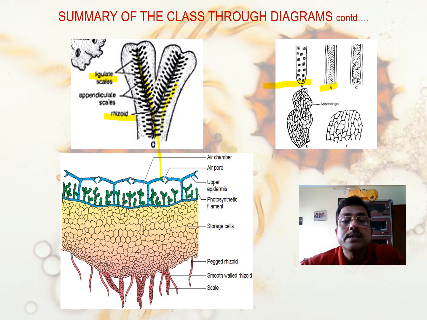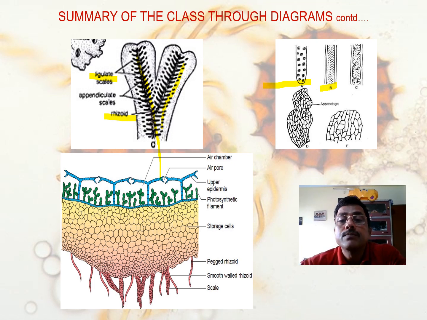Scales are present on either side of the midrib, in 2 to 4 rows. Sometimes they are arranged in 2 rows. Here I have drawn the scales present in 2 rows, but in some species scales may be present in 4 rows also. Okay.